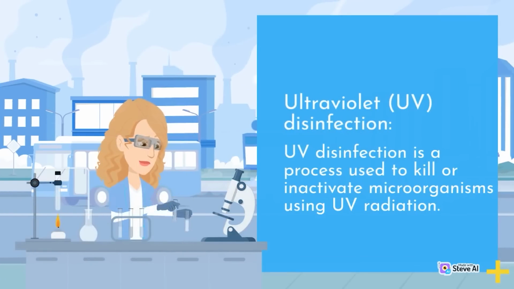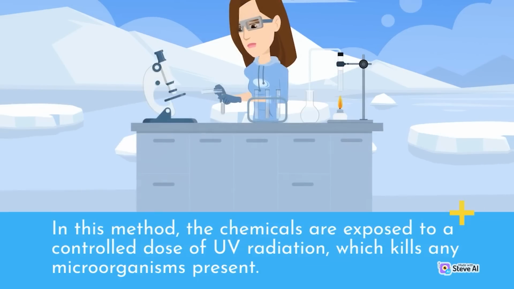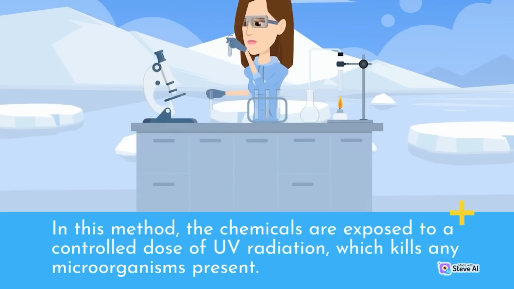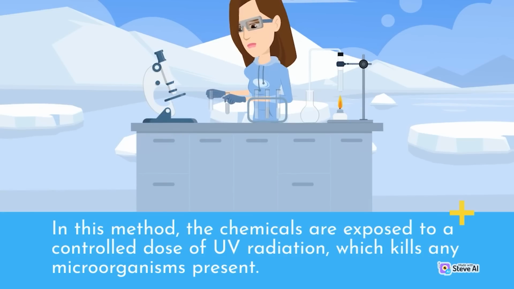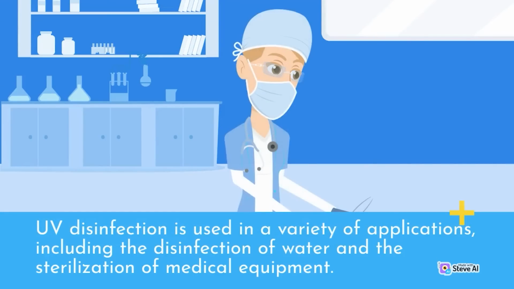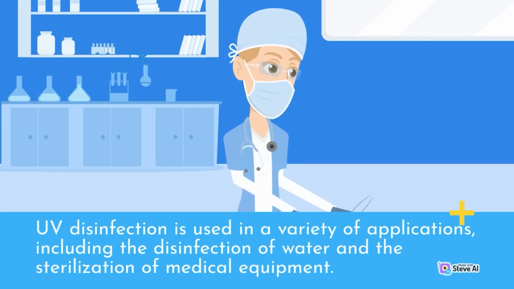Ultraviolet, UV, disinfection. UV disinfection is a process used to kill or inactivate microorganisms using UV radiation. In this method, the chemicals are exposed to a controlled dose of UV radiation, which kills any microorganisms present. UV disinfection is used in a variety of applications, including the disinfection of water and the sterilization of medical equipment.